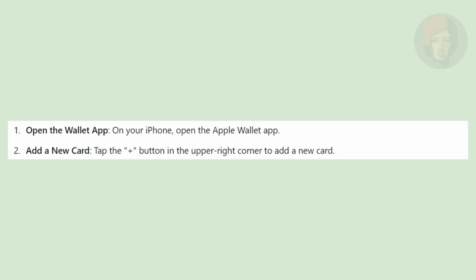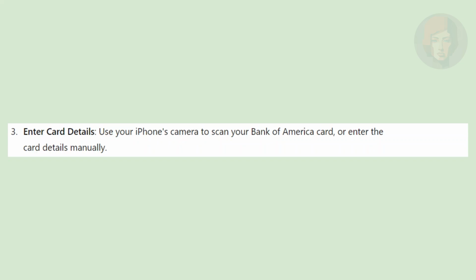On your iPhone, open the Apple Wallet app. Then, tap the plus button in the upper right corner to add a new card. Now, use your iPhone's camera to scan your Bank of America card or enter the card details manually.